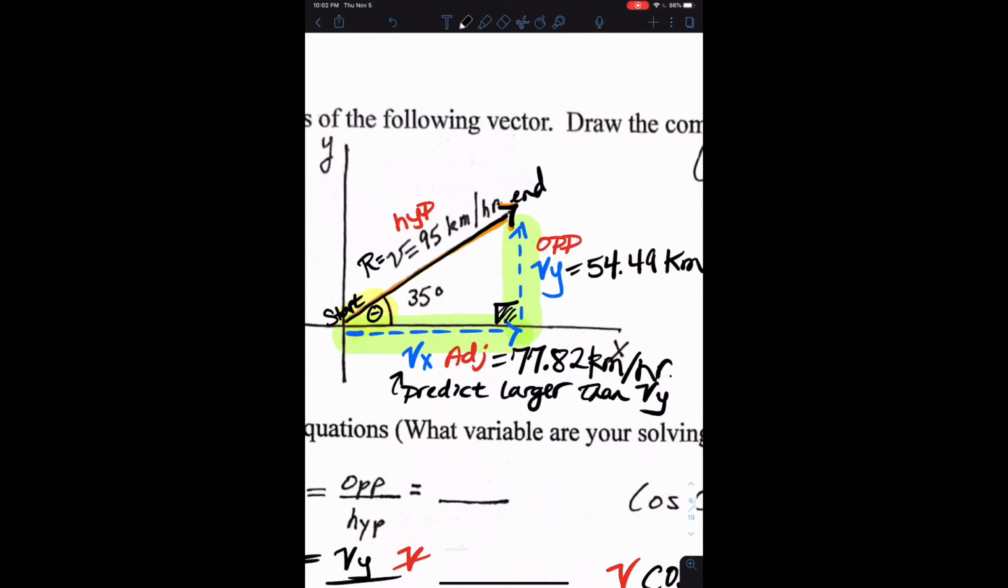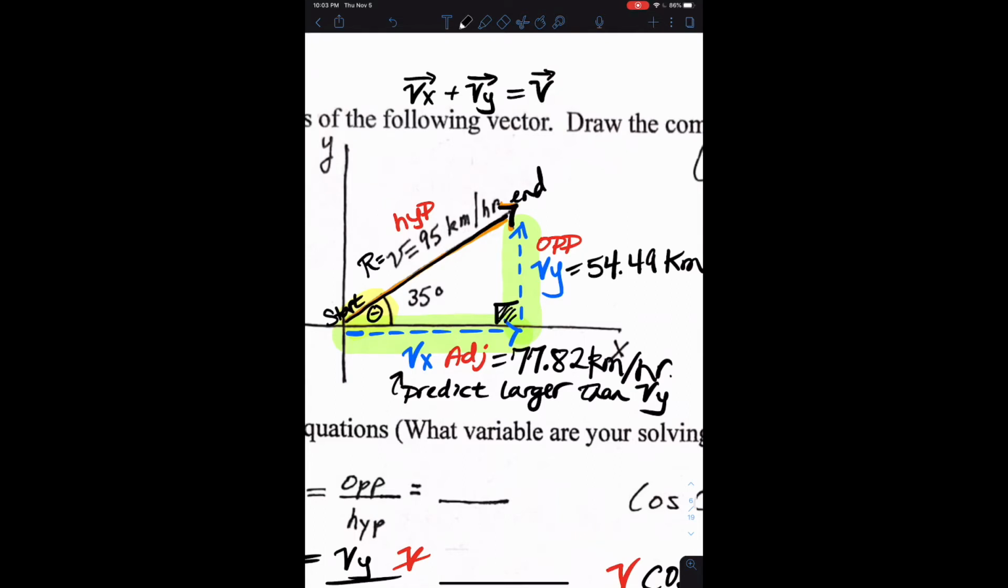So why doesn't it work? If I'm saying that vector Vx plus vector Vy equals V, right? That's what I'm saying. Let me write that out. I'm saying that by vector addition. And then how come the magnitudes, the numbers 77.82 kilometers per hour plus 54.49, actually total up to, I don't know, about 129, 130? Yeah, a little over 130.